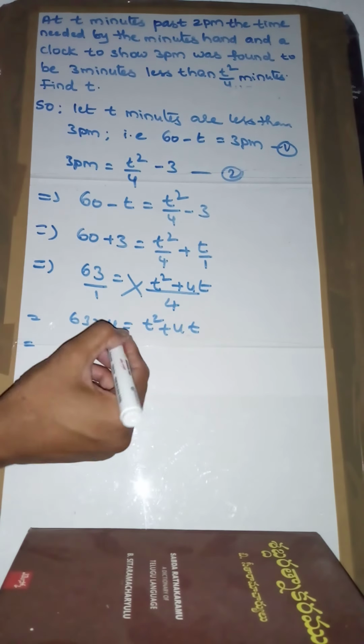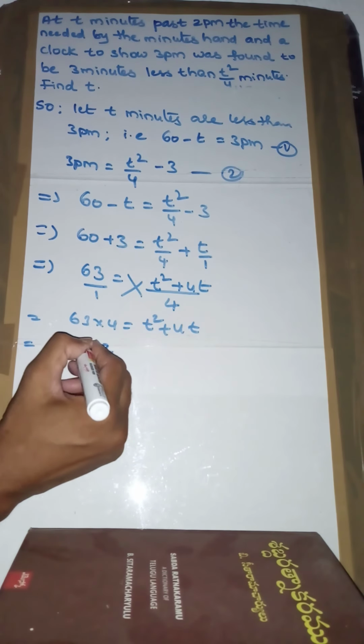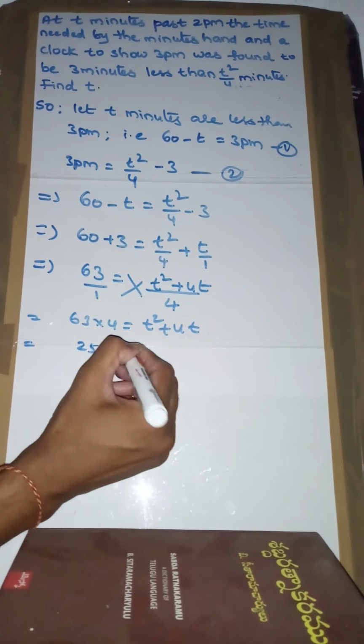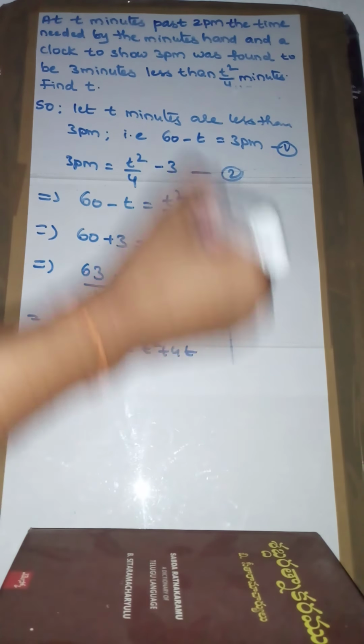Go for the simplification. 4 3s are 12. 6 4s are 24. 24 plus 1, 25 is equal to t square plus 4t. Our equation is t square plus 4t is equal to 252. The 252 is transposed to the other side, so it becomes minus 252.